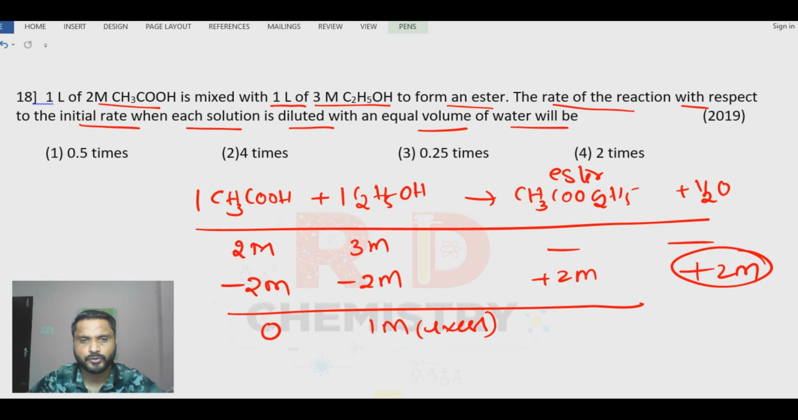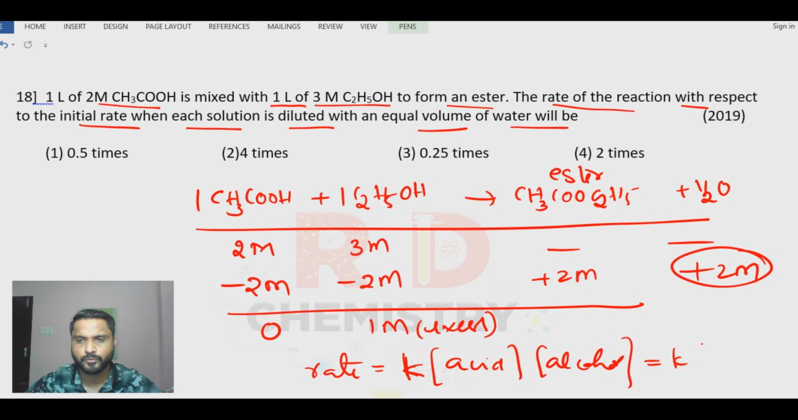Therefore, rate is equal to constant K into concentration of acetic acid into concentration of the alcohol. Which is equal to K into 2 into 2, where 2 of the ester and 2 is reacted. So I can write it as equal to 4K. Let it be the initial rate. This is the initial rate now.